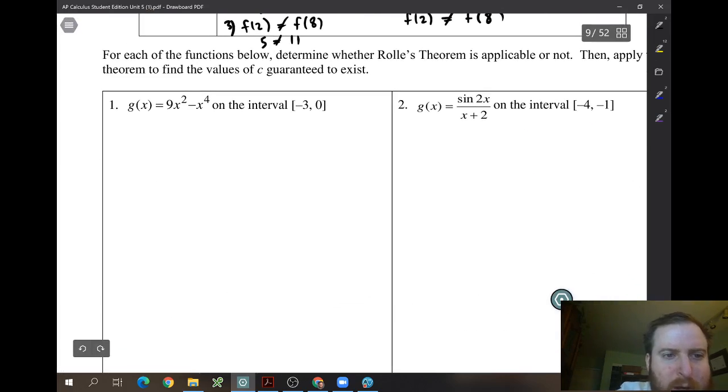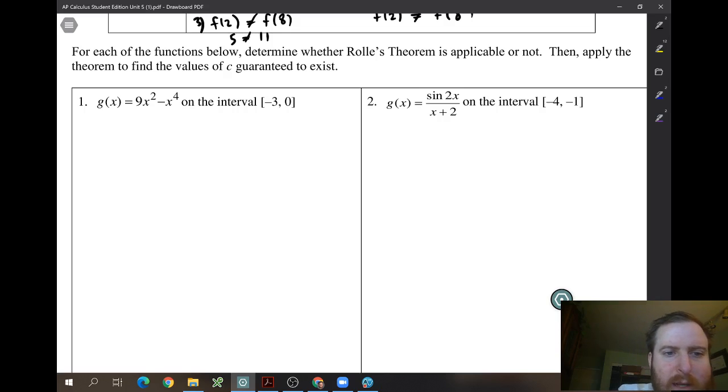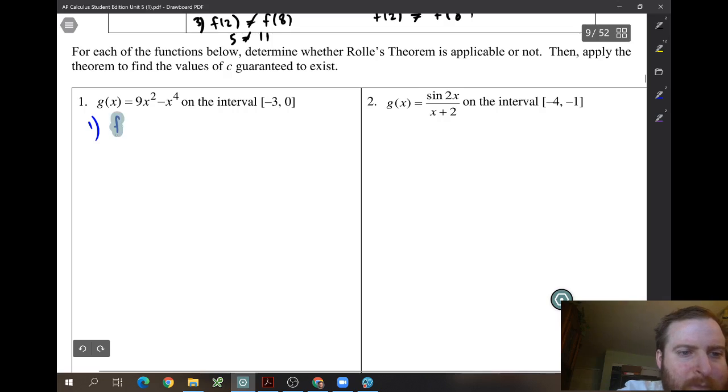Okay, so now moving on. For each of these, determine whether Rolle's theorem is applicable, and then apply it to actually find the value. So in this case, number one, we're using g this time. So g is continuous essentially for all real numbers because it's just a polynomial.